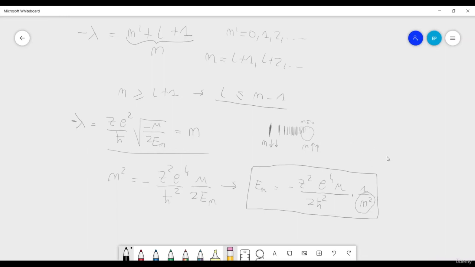Now, this expression here had already been derived by Bohr. It is also known as Bohr's model. In order to derive it, Bohr had to make use of ad hoc hypotheses. So he derived this from empirical evidence, whereas we managed to derive it here from the Schrödinger equation, which underlies an incredibly much more solid theory.